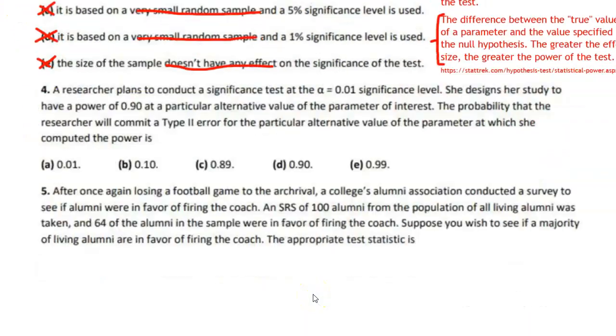All right, moving on to question number 4. A researcher conducts a significance test at alpha equals 0.01 significance level. She designs the study to have a power of 0.90.